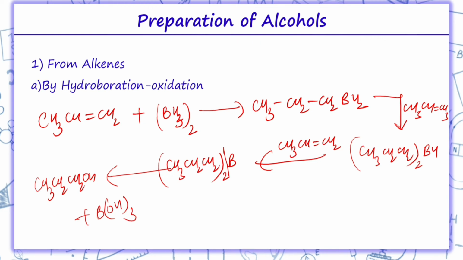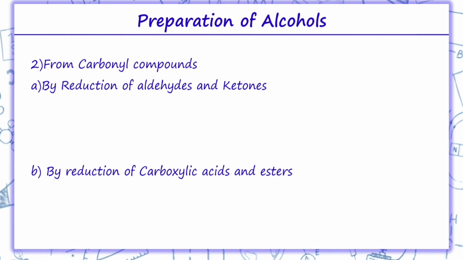So addition of borane to double bond takes place in such a manner that boron gets attached to sp2 carbon. The alcohol so formed looks as if it has been formed by the addition of water to the alkene. Now over here in this reaction, basically anti-Markovnikov's rule is followed. Moving on to next preparation, carbonyl compounds. First we studied from alkenes. From alkenes there were two preparations. One was acid catalyzed hydration and second hydroboration oxidation.